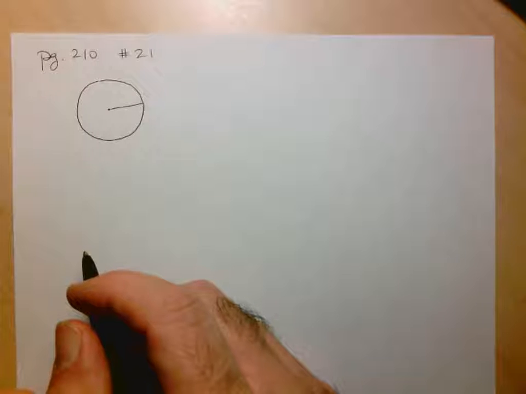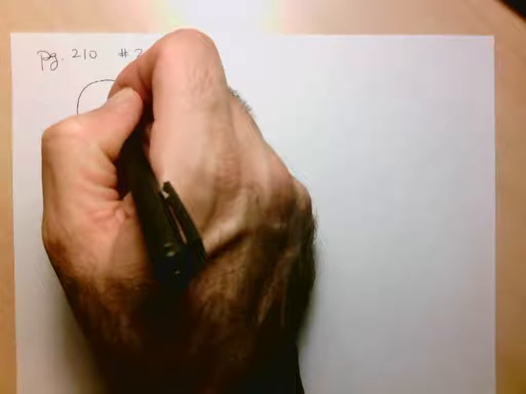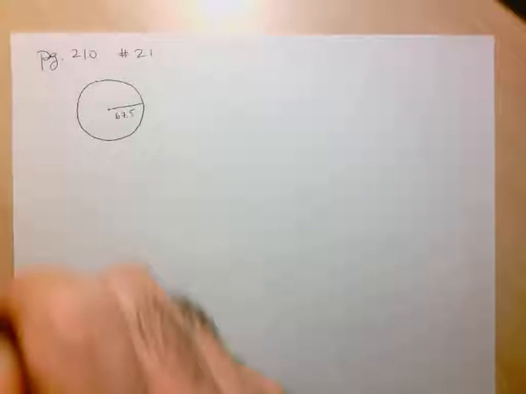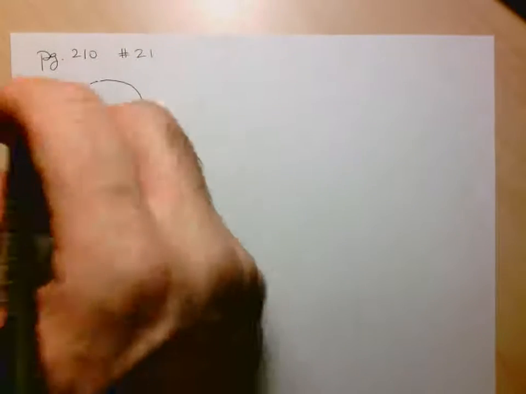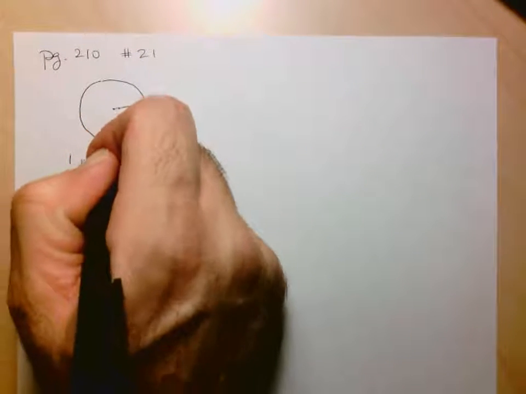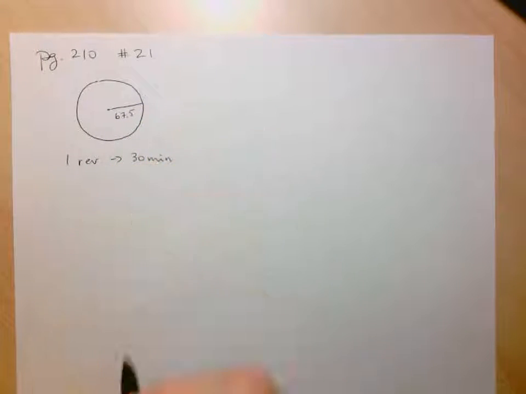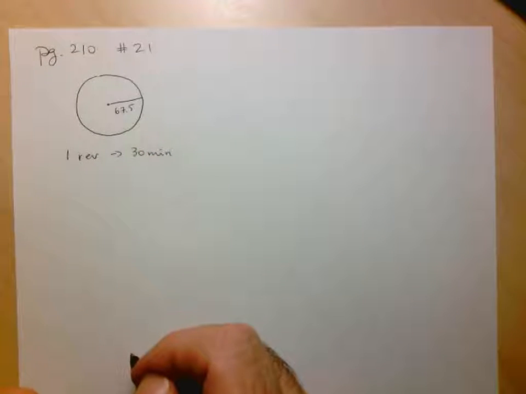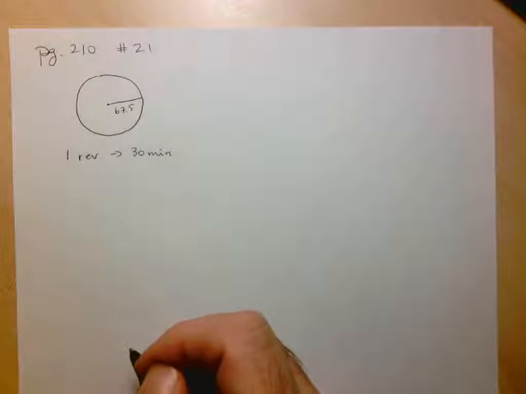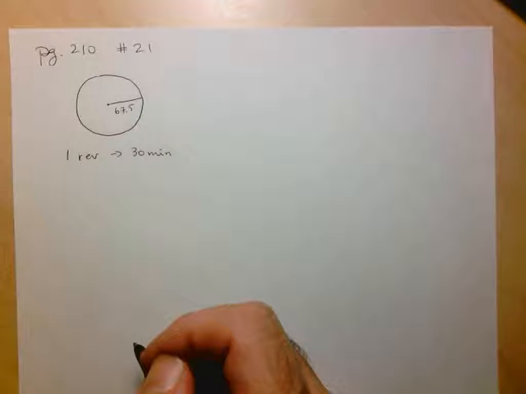Since we're going to be using the radius, I'll write that in right away. 135 divided by 2 is 67.5. So there's our radius. And they tell us that one revolution takes 30 minutes. This is the information we're given, so let's see how we can solve these problems. Problem number 1 says determine the exact angle in radians that a passenger will travel in 5 minutes.